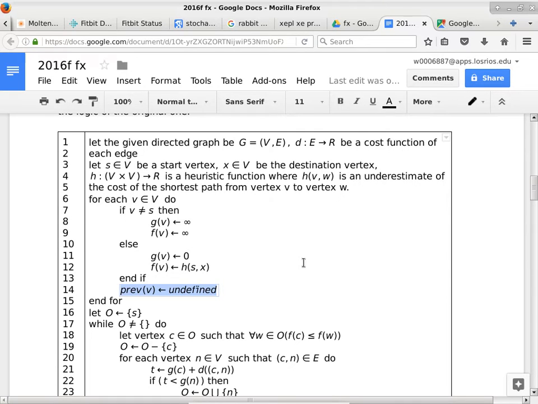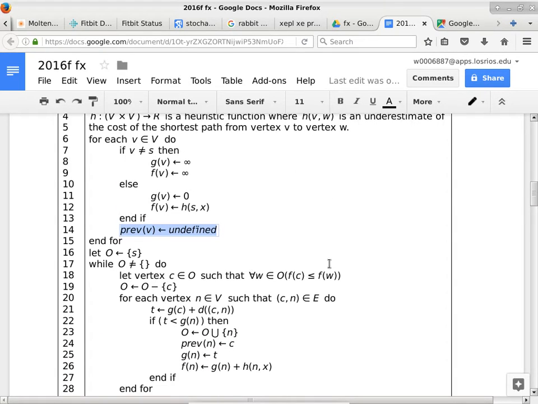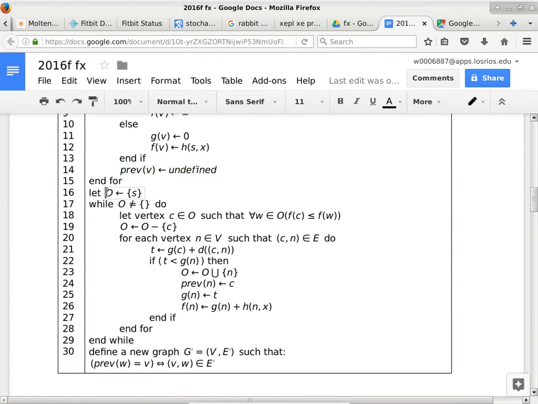Okay, shall we move on? There are many variants of the A-star algorithm. This is just one of them. We initialize a set O, uppercase O, to consist of only the start vertex. Then we have a nested loop here. The outer loop is a while loop. It is basically saying that as long as the O set is not empty, we do the following.